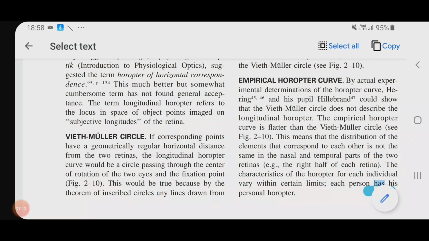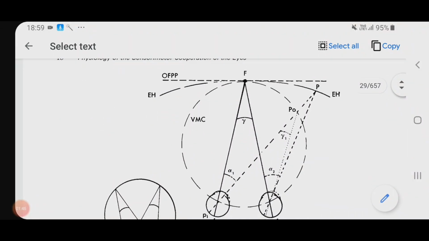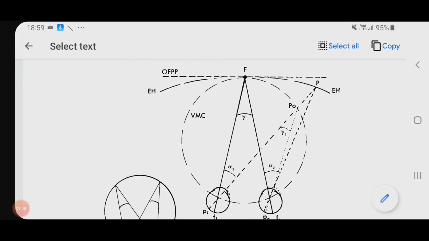So if my corresponding retinal points just have a regular horizontal surface, horizontally, when we are standing straight, keeping our head straight and just looking ahead, the longitudinal Horopter curve would be a circle if the corresponding points have that geometrically regular horizontal distance, a circle passing through the center of rotation of the eyes and the fixation point. So the circle we are seeing here, that is VMC, it is written in the figure. So that is our Vieth-Müller circle.